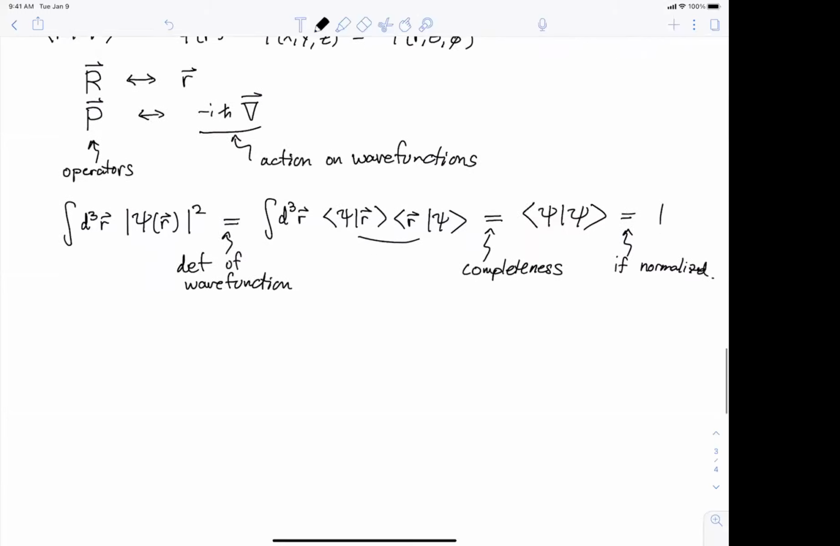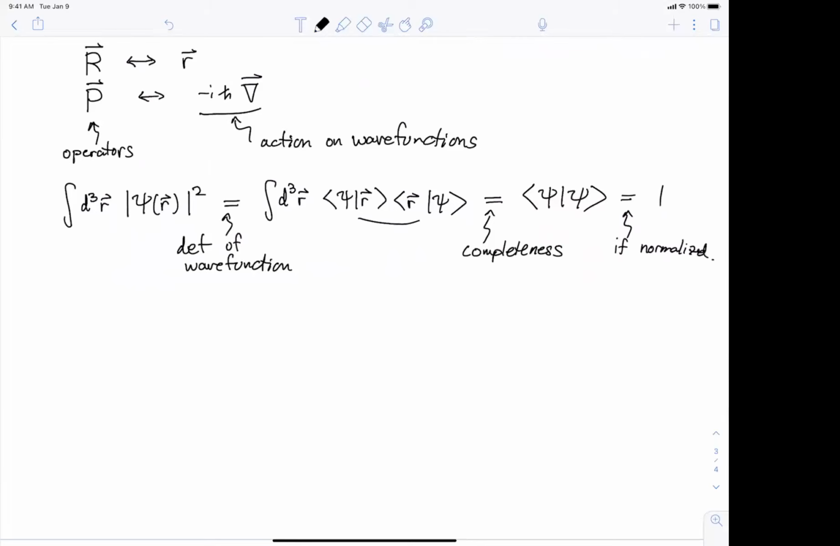All right, so of course there's much more to say about each one of these topics, but we're just doing a lightning review here. So I will not belabor wave functions and position representation anymore.